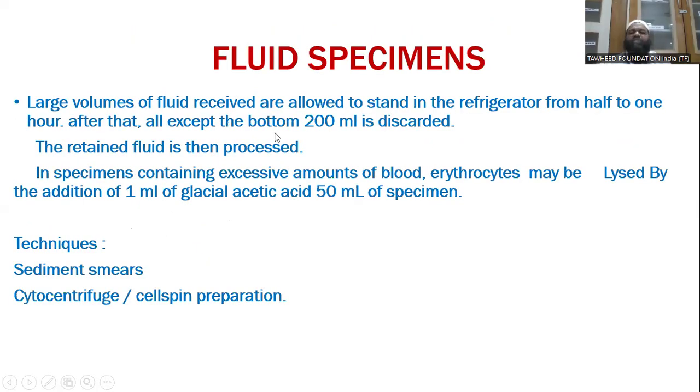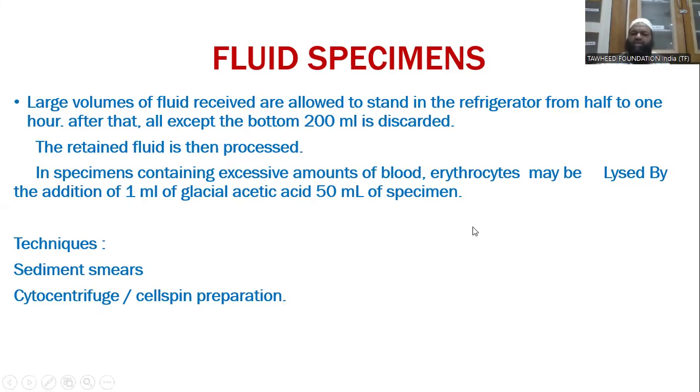Coming to fluid specimens, large volumes of fluid received are allowed to stand in the refrigerator for half to 1 hour. After that, all except the bottom 200 ml is discarded. The retained fluid is then processed. If specimens contain excessive amounts of blood, erythrocytes may be lysed by adding 1 ml glacial acetic acid (GAA) to 50 ml of specimen. The techniques again are sediment smears and cytocentrifuge, that is, cell spin preparation.